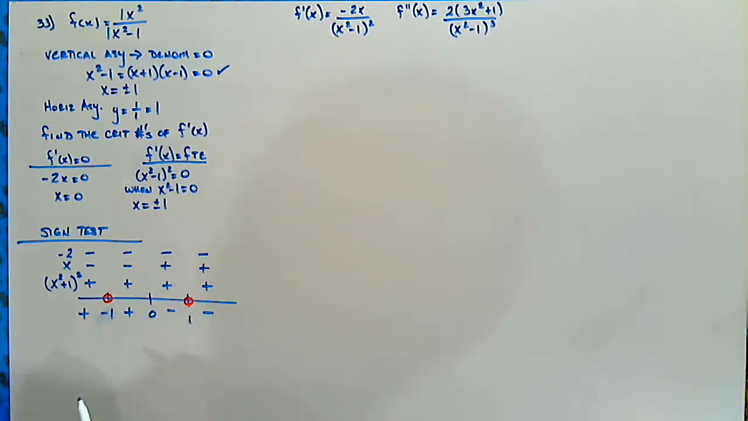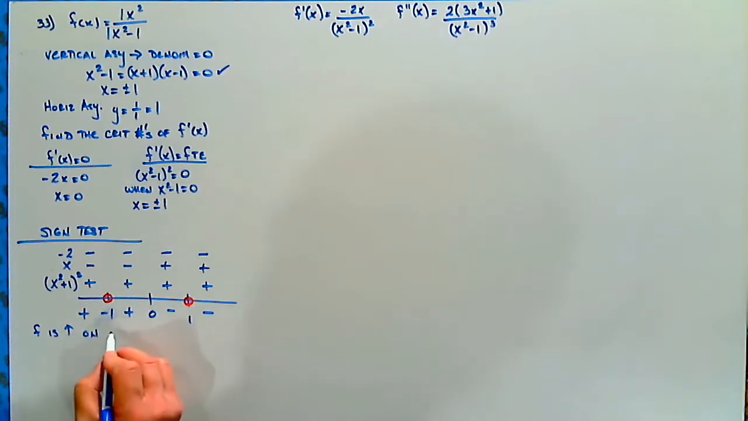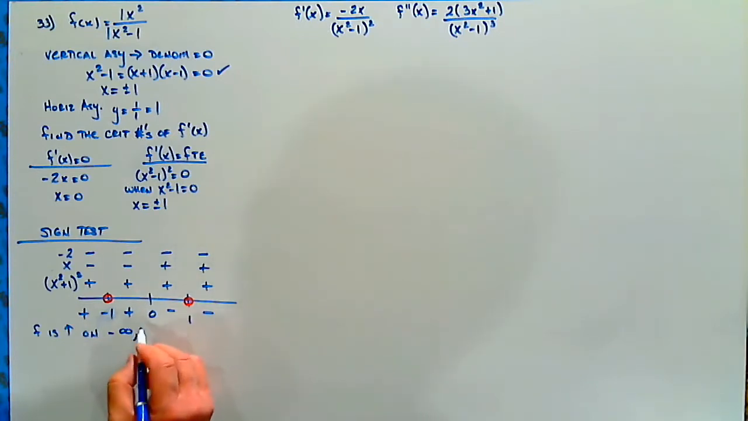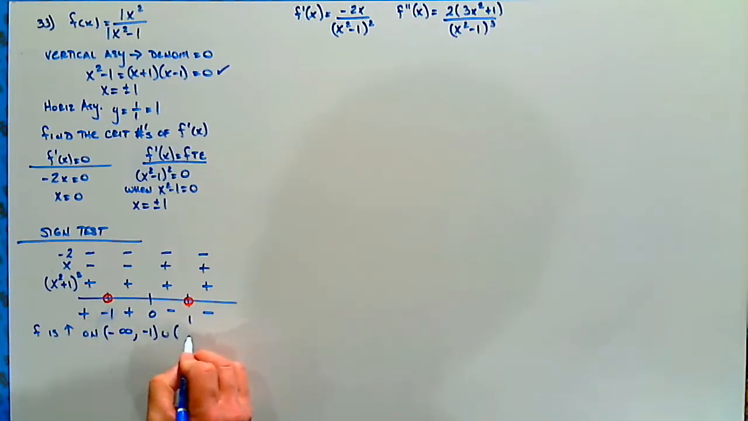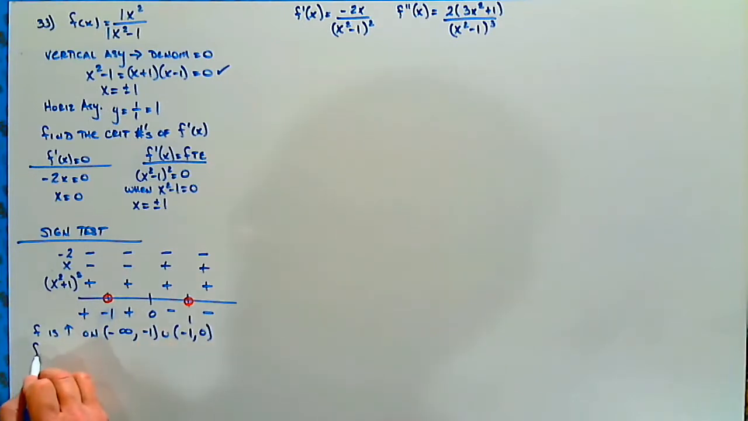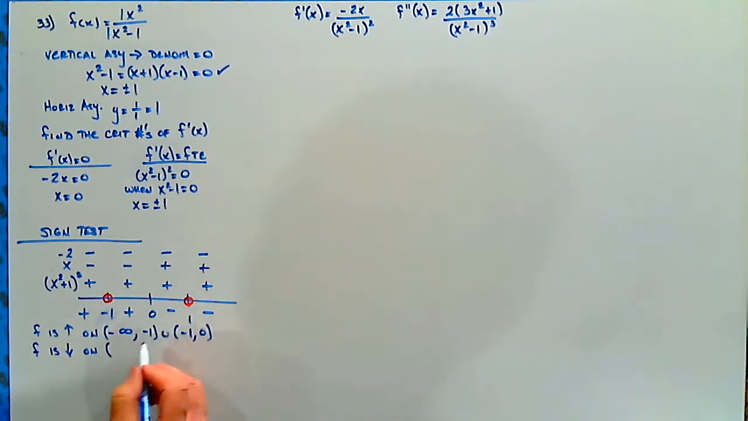So what are we going to conclude here? We're going to conclude that f is increasing on negative infinity to negative 1, union negative 1 to 0. That's where f is increasing. f is decreasing on 0 to 1, union 1 to infinity.